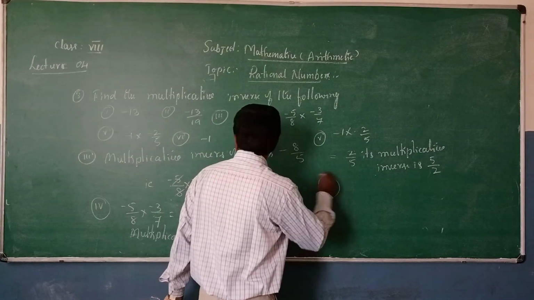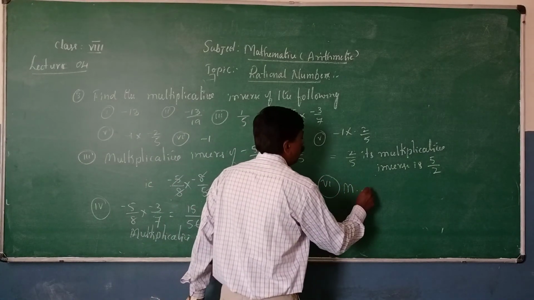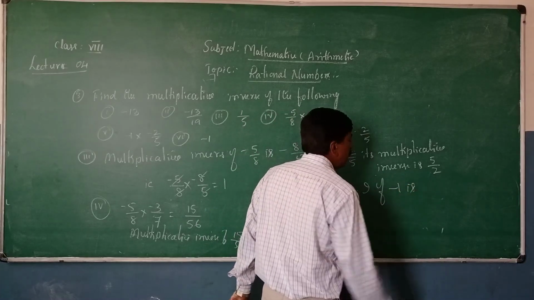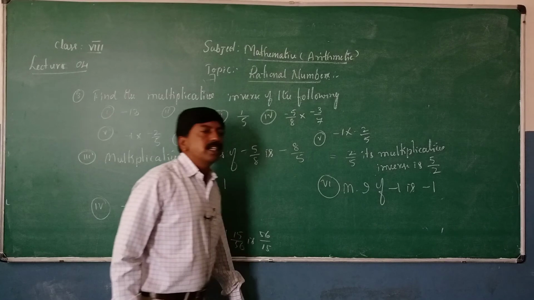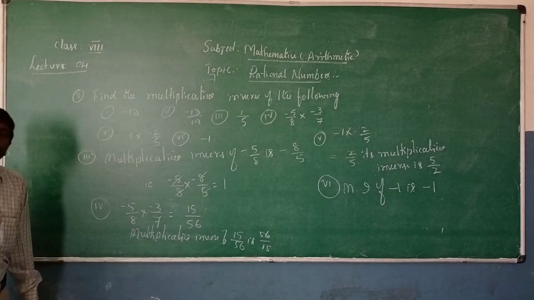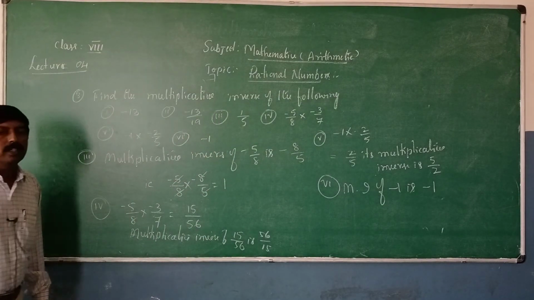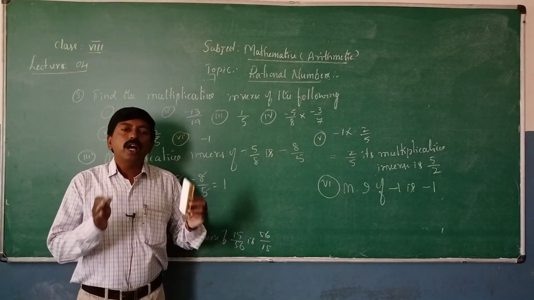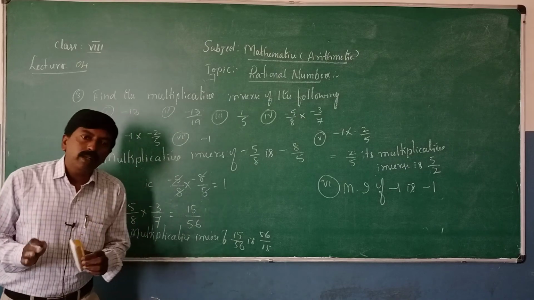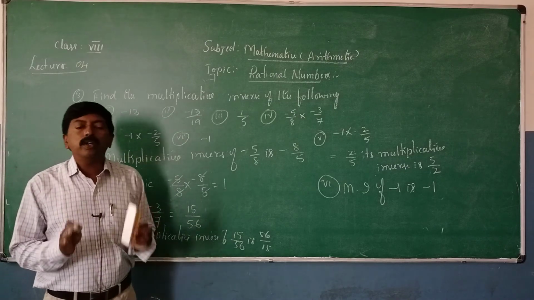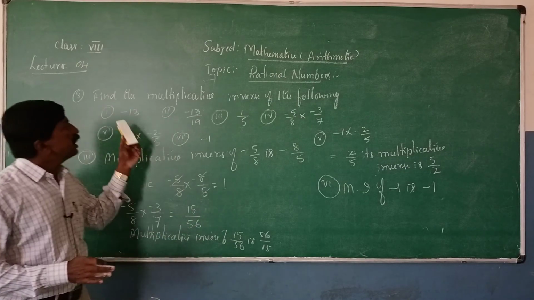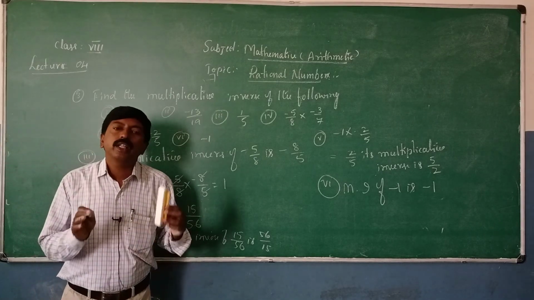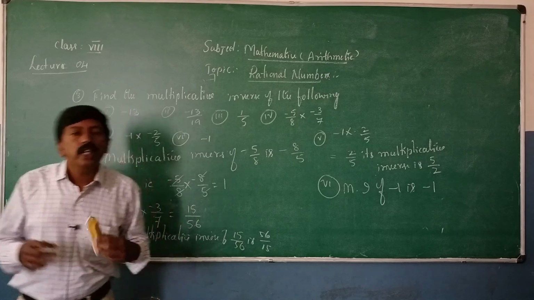Finally, the last one. The multiplicative inverse of minus 1 is minus 1, because minus 1 divided by minus 1 is plus 1. So, up to here we have completed the additive identity element as well as the multiplicative identity element, by taking its reciprocal, with the help of the exercise. Okay, thank you one and all. Later on, we will continue the same.